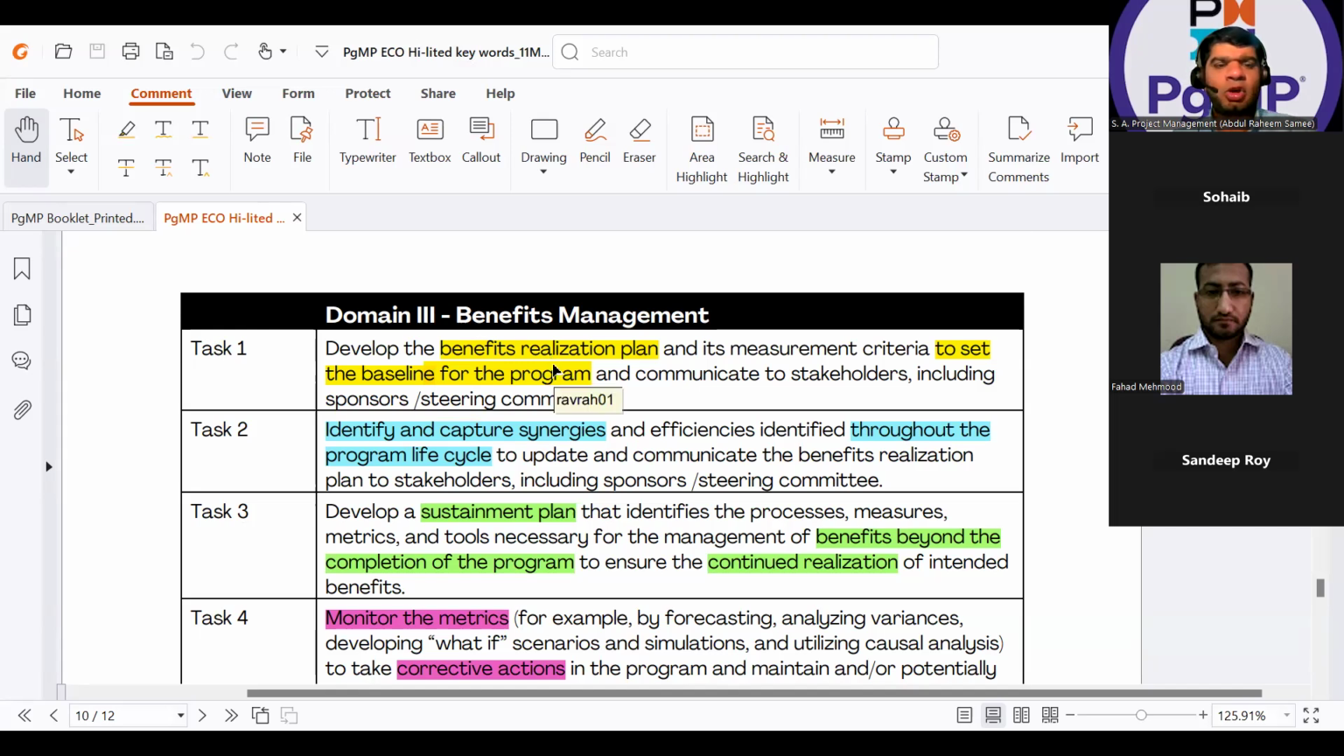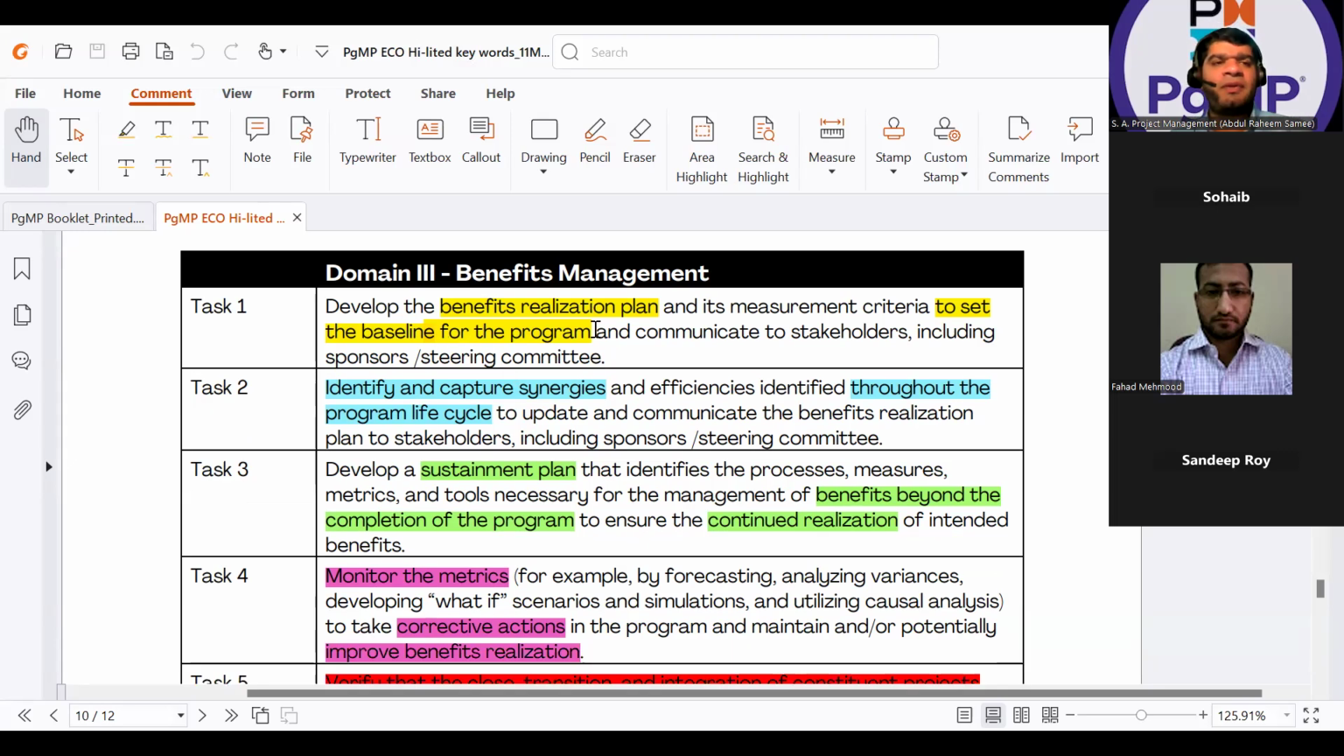Okay, good. So I will quickly cover the ECO. Our questions are much more effective in today and tomorrow for the benefits. Task one: develop the benefits realization plan and its measurement criteria to set the baseline for the program and communicate to stakeholders, including sponsors or the steering committee. In principle, the benefit realization plan and management plan will not be in the same option. However, to be very specific, the benefits management plan is defined in ECO lifecycle task number 13, and the benefit realization plan is in task number 1. And here the keyword is that it sets the baseline for the program and is communicated to the stakeholders: benefits realization plan.